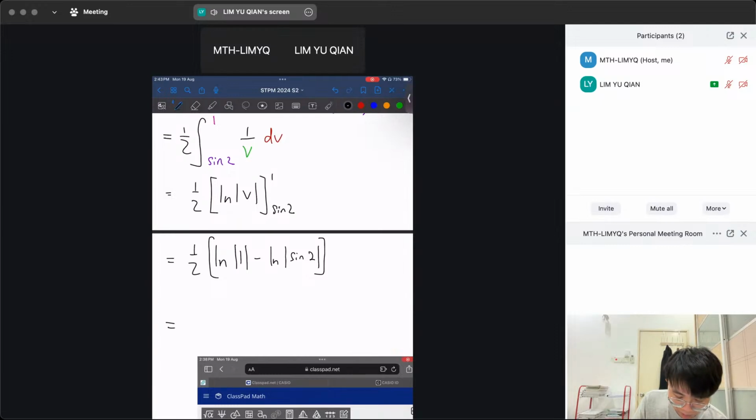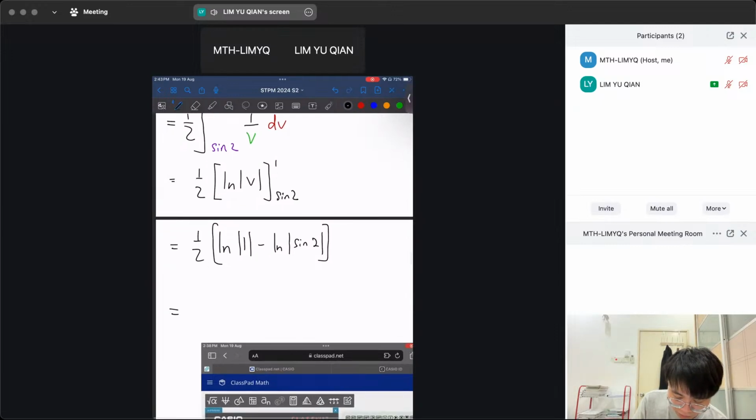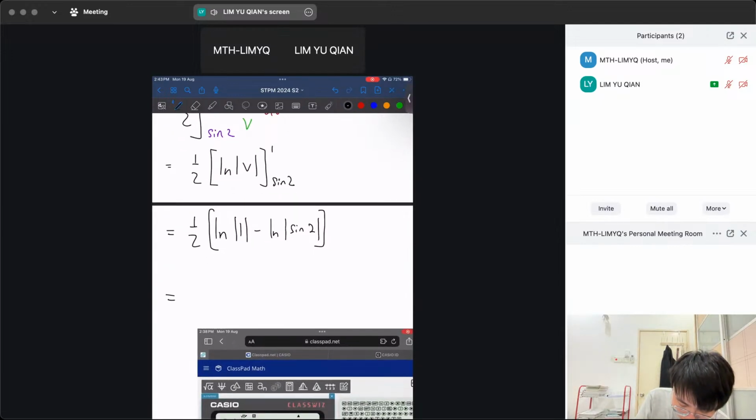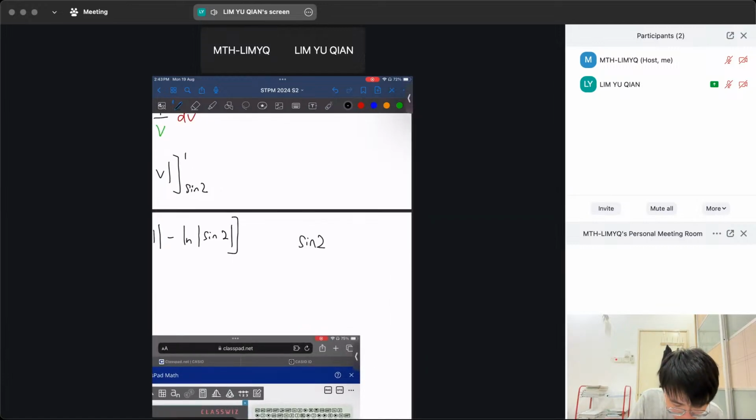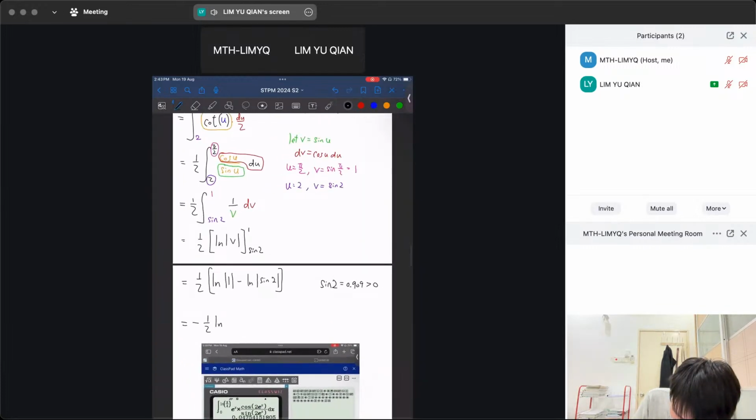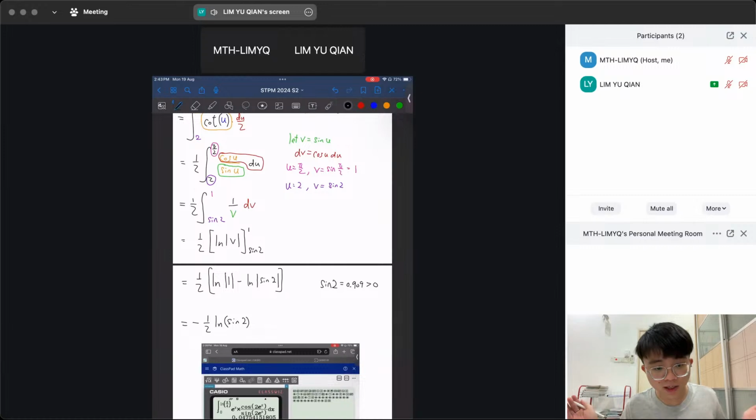Okay, so if you type, ln 1 is 0 minus ln sine 2, so negative 1 over 2 ln sine 2. If you check the sine 2 value, sine 2 is equal to 0.909, which is positive. So you can ignore the modulus if you want. It's better to simplify. Negative 1 over 2 ln sine 2.